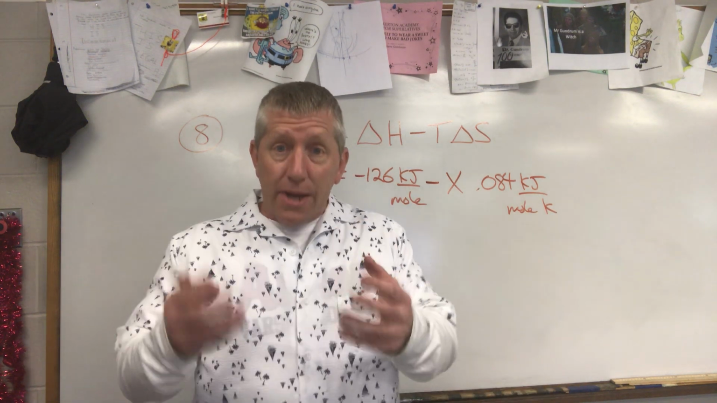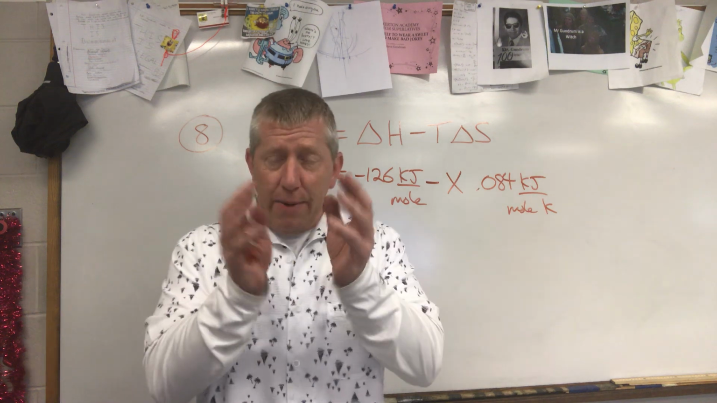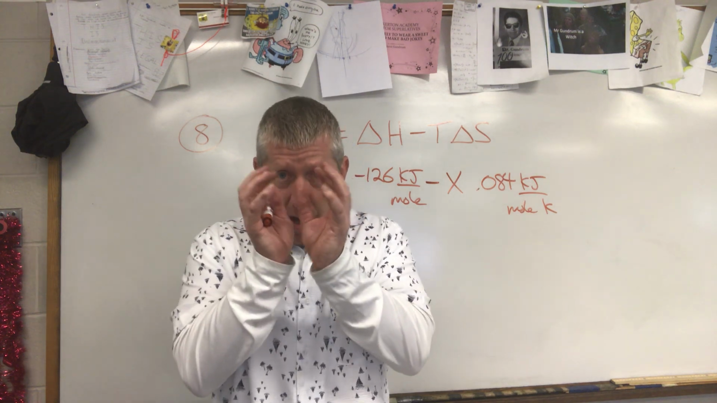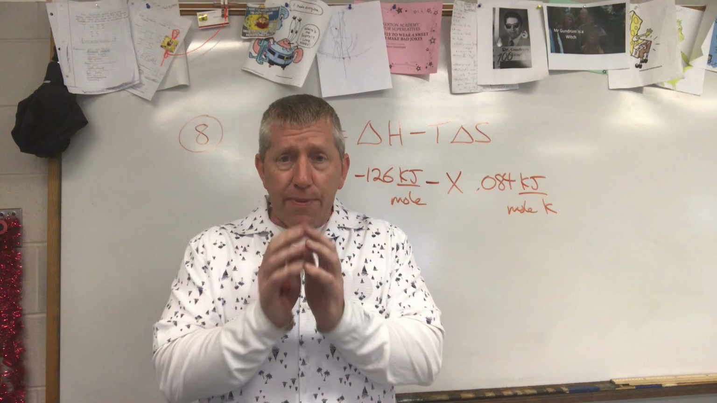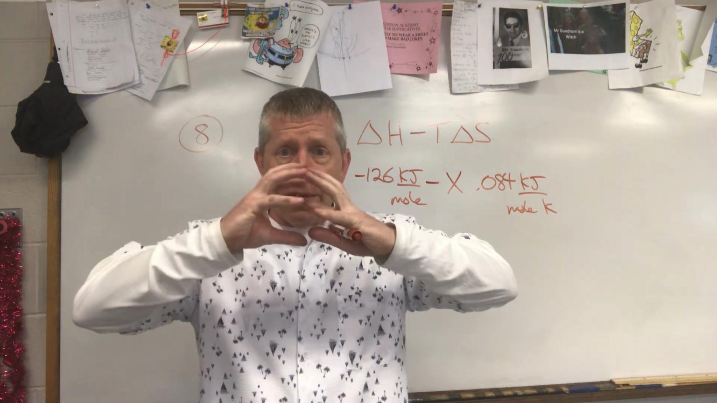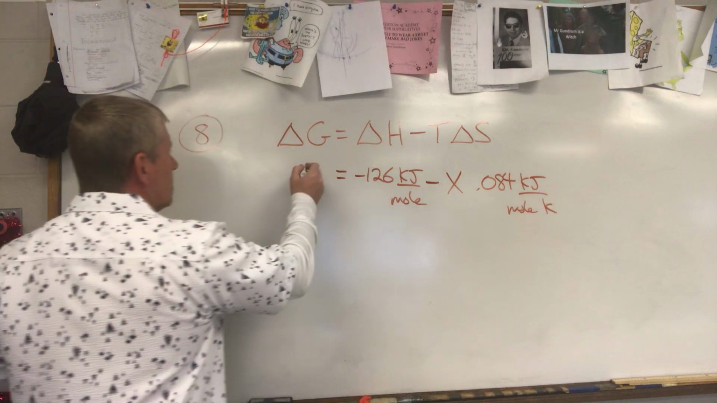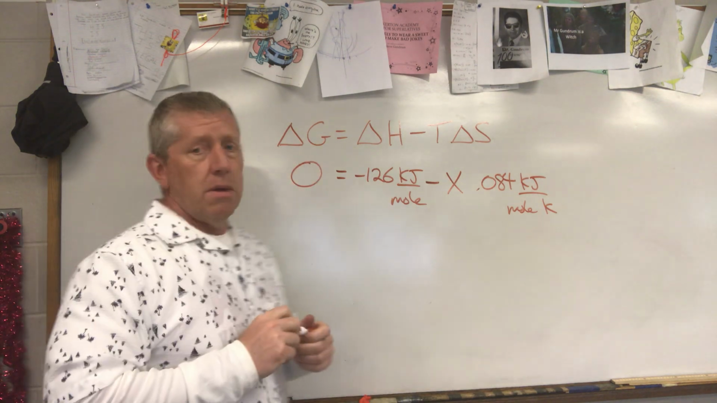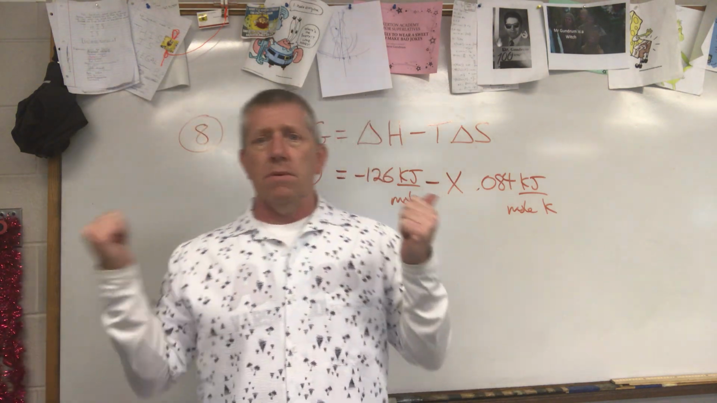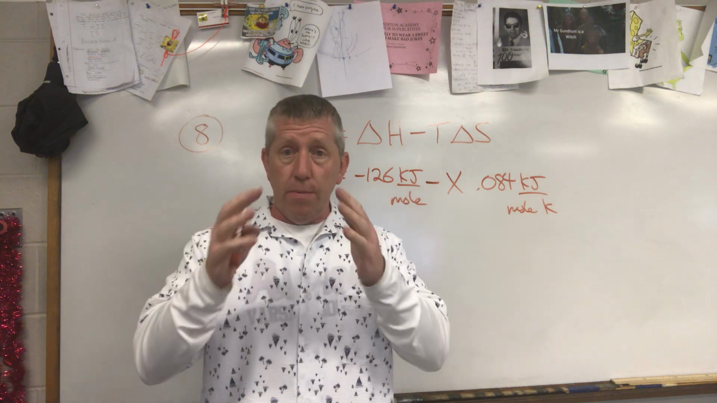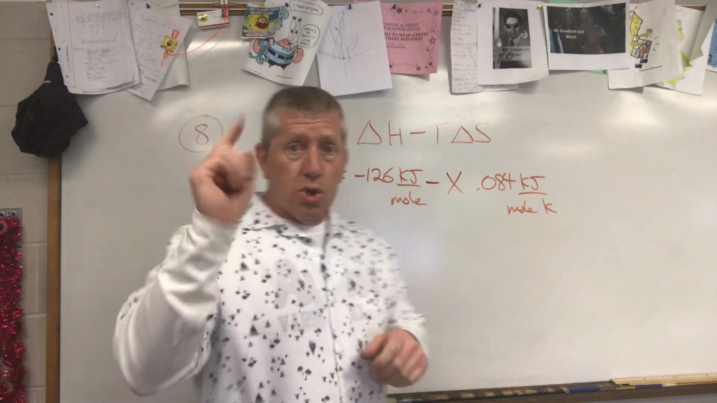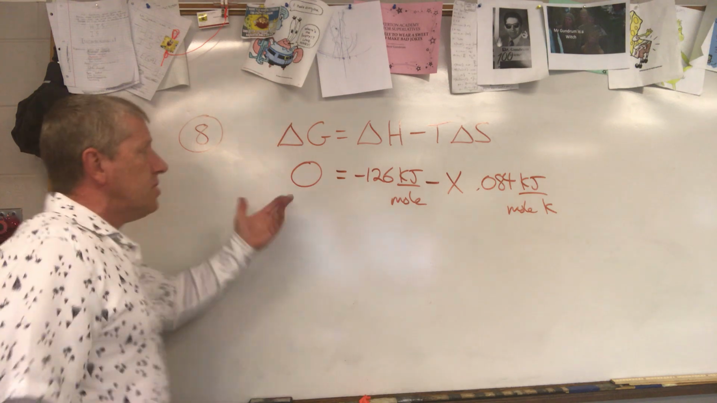We're trying to figure out the temperature at which it becomes spontaneous. Becomes spontaneous means you're right on the cusp. So G at the temperature of spontaneity is 0. Is it going to go this way? Is it going to go this way? Well, 0 means at the cusp of spontaneity. So 0 becomes our G value. Now we solve for X.